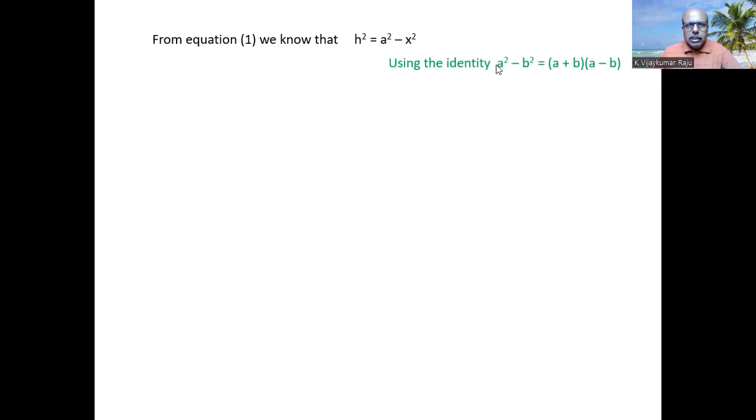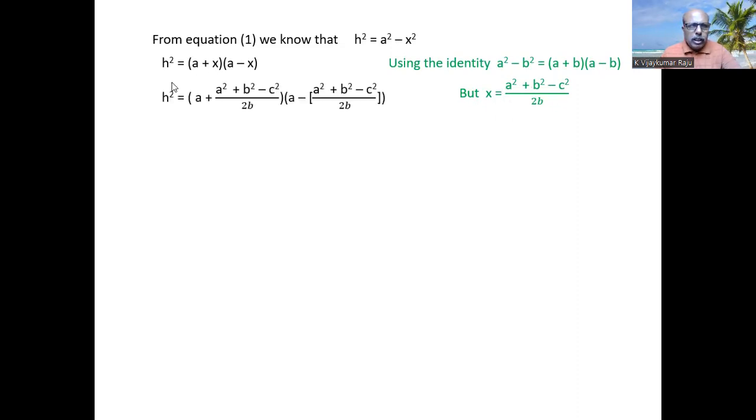Okay. Now see here, from the equation 1 we have H square is equal to A square minus X square. This is your equation 1 which we have said. Now, this is A square minus B square. So we can use the identity, A square minus B square is equal to (A plus B)(A minus B), where A is A and B is X. So now H square can be written as H square is equal to (A plus X)(A minus X). But what is X? We have just found X is (A square plus B square minus C square) upon 2B. Let's put this value here.